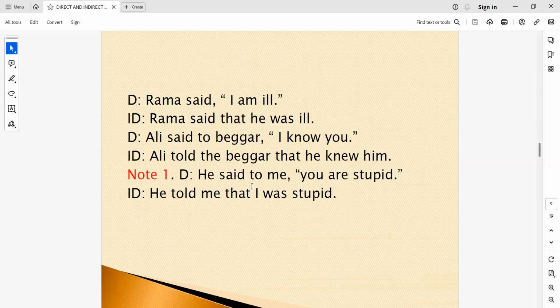So this is how the changes happen. Rama said, "I'm ill." Rama said that he was ill. So we have to be very careful about the minute details of how it gets changed.